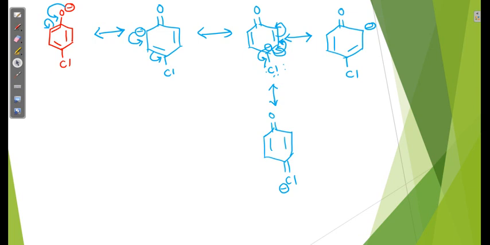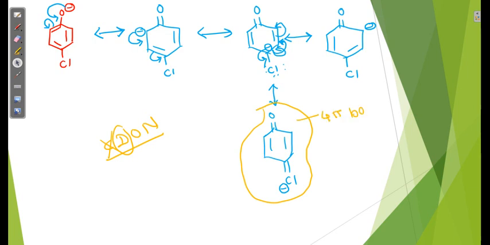So among all these structures, if anyone asks you which is the most stable structure: according to CDON, all the structures contain charge, so the problem could not be solved. Then go to the double bond. This structure contains 4 pi bonds, and all the remaining structures contain 3 pi bonds. So my advice, suggestion and answer is that this is the most stable resonating structure.